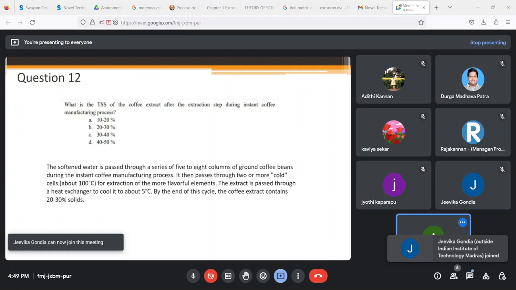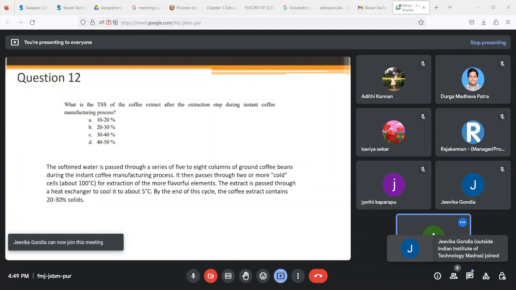Okay, so what happens in the extraction process is that you have multiple trays or multiple columns of ground coffee beans, and you pass softened water through it. When we say softened water, it's not hard water, and it does not have all those salts. So it is softened water that you pass through multiple columns of coffee beans, and you maintain a certain temperature, so that all your coffee compounds and flavors are transferred from the coffee beans to the water. This is how your extraction takes place at a certain temperature, when you pass water through multiple columns of coffee beans.